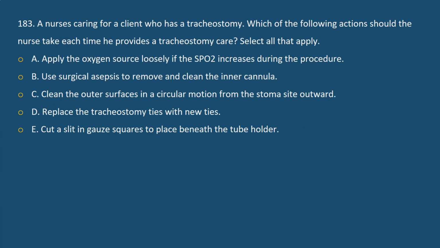Question 183. A nurse is caring for a client who has a tracheostomy. Which of the following actions should the nurse take each time he provides tracheostomy care? Select all that apply. A. Apply the oxygen source loosely if the SpO2 increases during the procedure. B. Use surgical asepsis to remove or clean the inner cannula. C. Clean the outer surfaces in a circular motion from the stoma side outward. D. Replace the tracheostomy ties with new ties. E. Cut a slit in gauze squares to place beneath the tube holder.